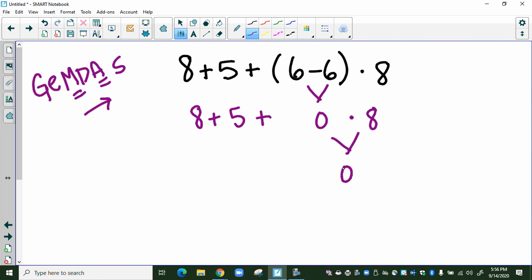0 times 8 is 0. Keep the 8, keep the plus, keep the 5, keep the other plus. Now, since all we have is addition, we're just going to add straight across. 8 plus 5 is 13, and 13 plus 0 is 13.